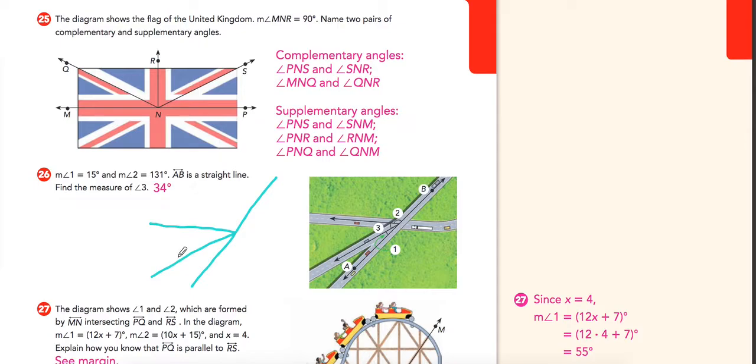So it says the measure of angle 1 equals 15. So this is angle 1 right here. So this is 15. And the measure of angle 2 is 131. That's this. So what's the measure of angle 3, which is right here? I'm going to call that n. So 131 plus 15 gives us 146. So 146 plus what has to equal 180, and that's going to be 34.